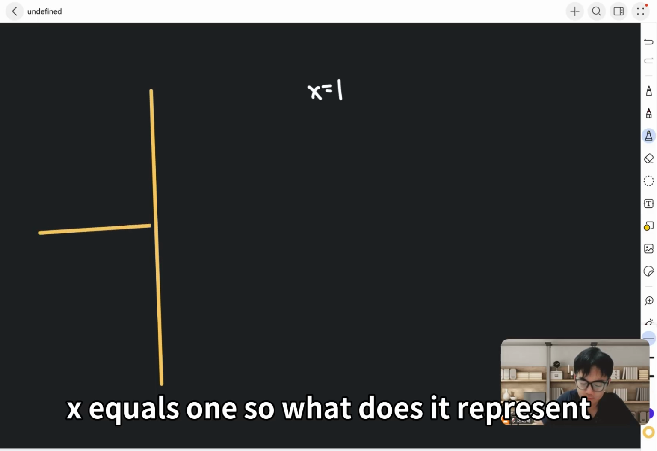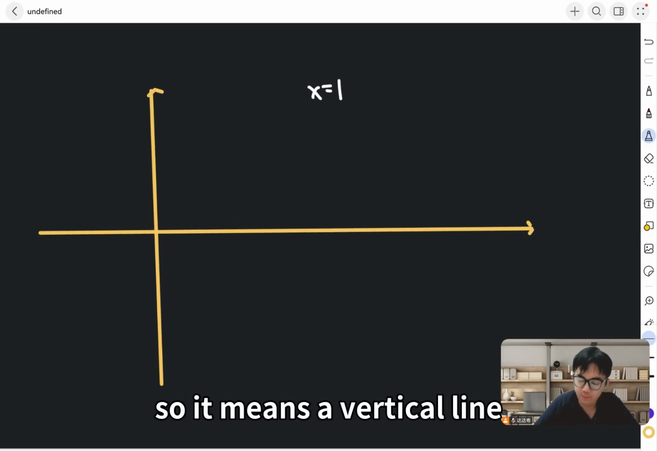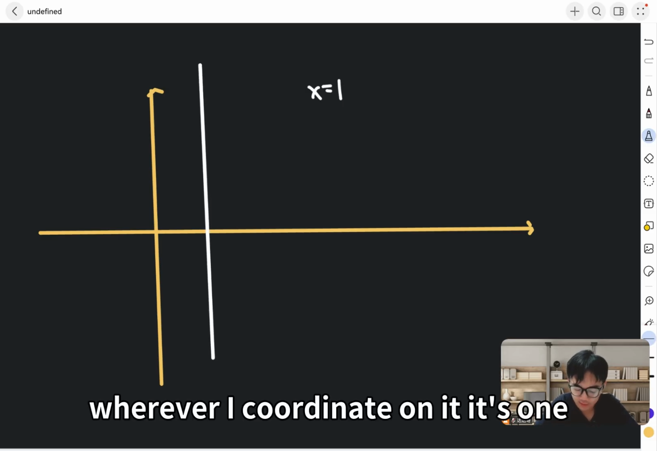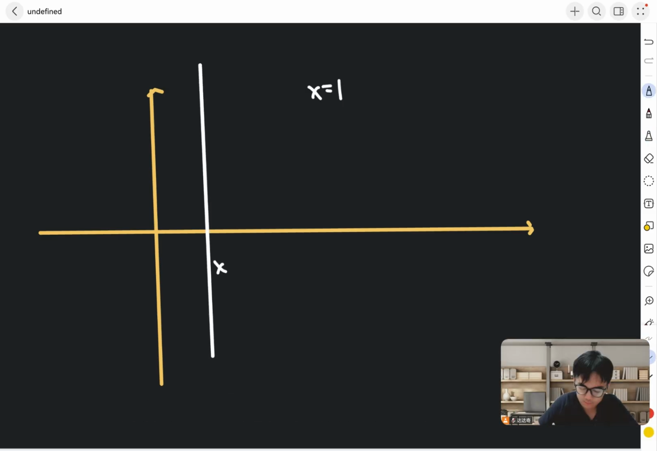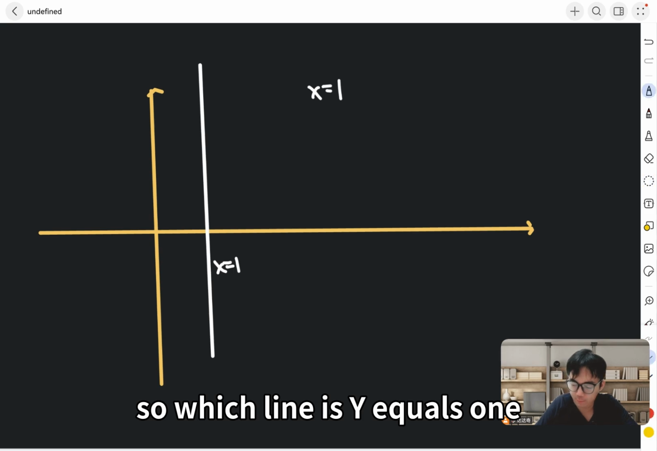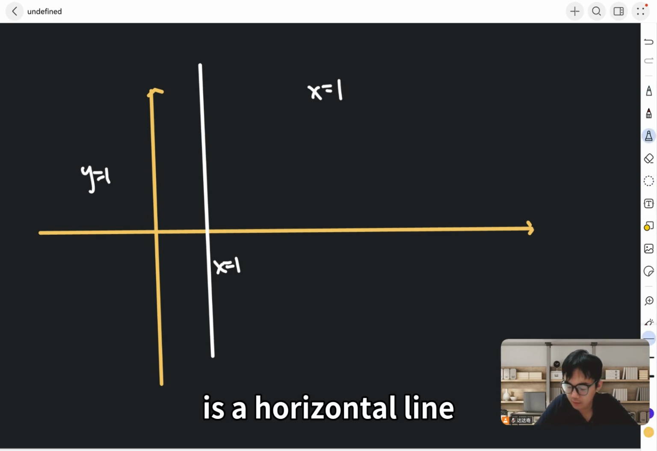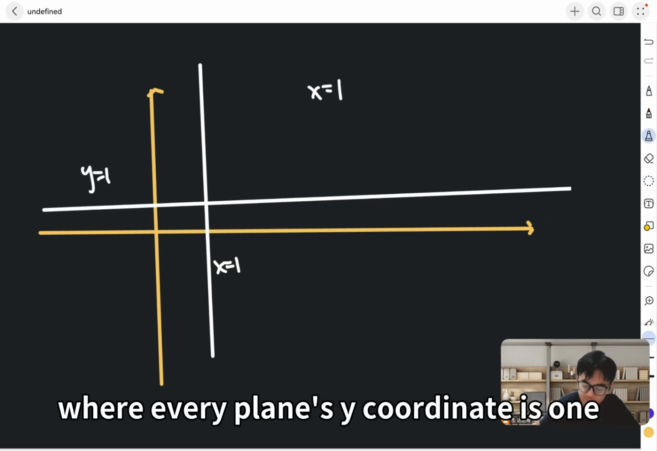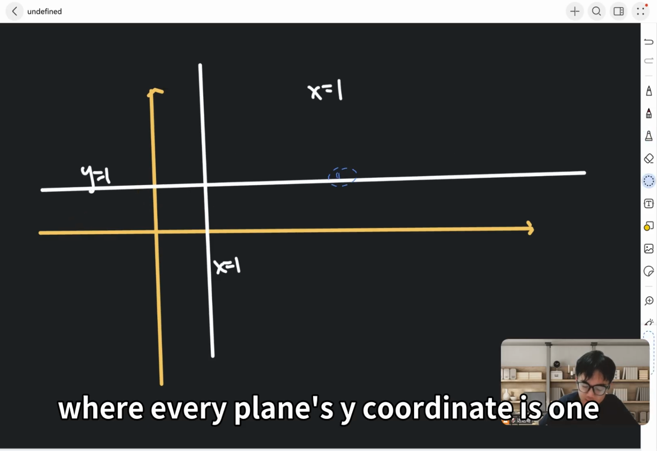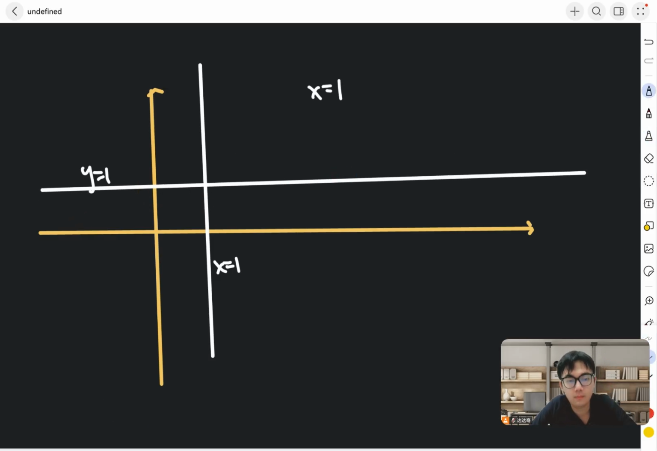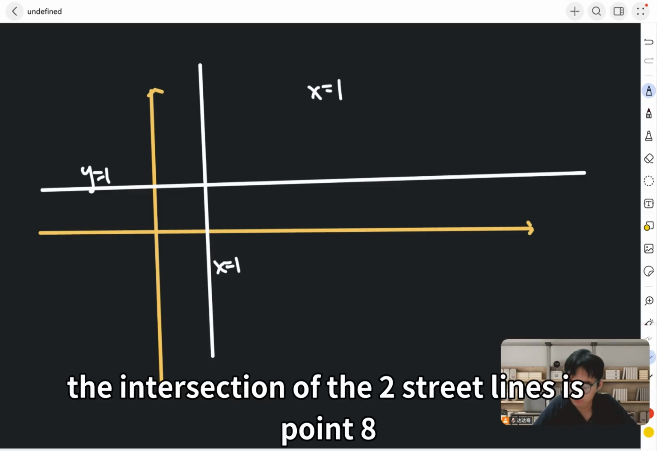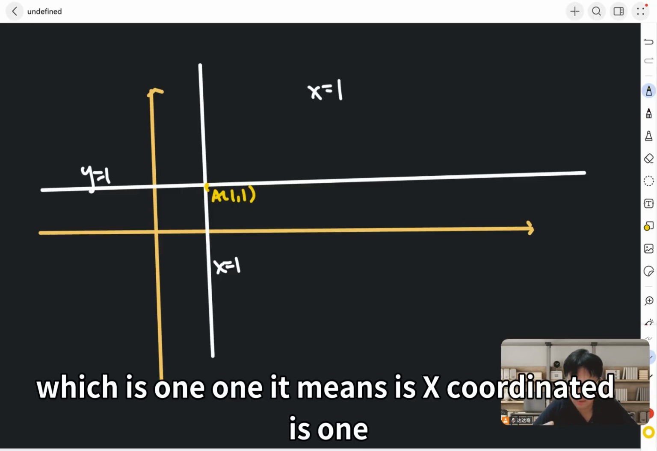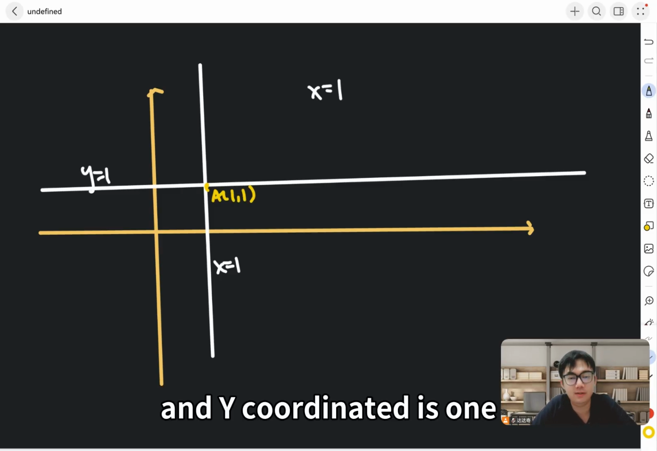What does it represent? It means a vertical line, where wherever you are on it, the x coordinate is 1. Which line is y equals 1? It's a horizontal line where every point has y coordinate 1. The intersection of the two straight lines is point A, which is (1, 1), meaning its x coordinate is 1 and its y coordinate is 1.